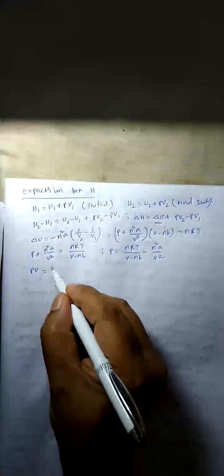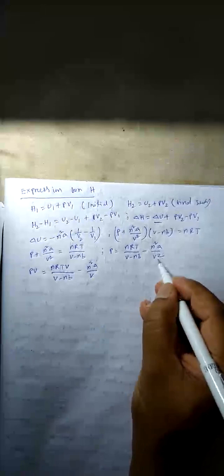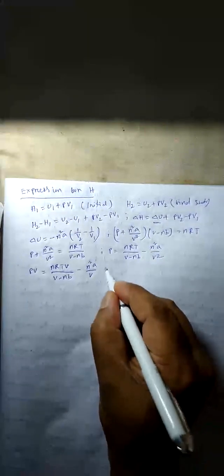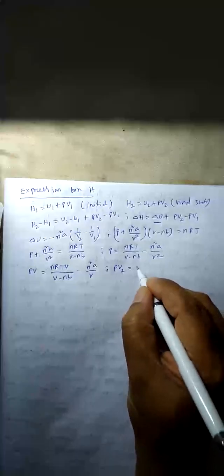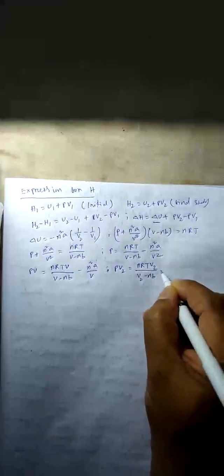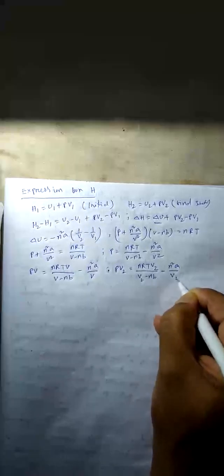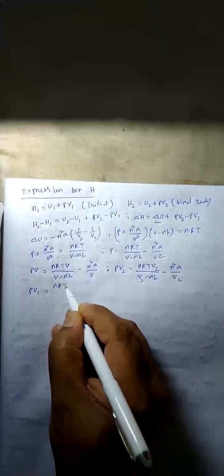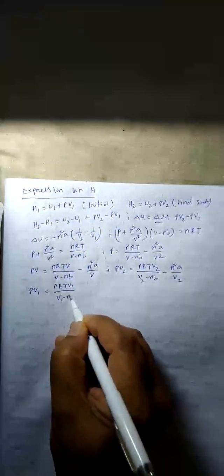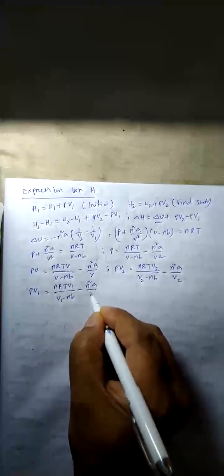Then what is PV? Now you multiply V on both sides, left and right, we get PV equal to nRTV divided by V minus nb, minus n square A by V. One V multiplied with V, one V will cancel. Then we need PV2. PV2 is equal to nRT V2 divided by V2 minus nb, minus n square A by V2. Then PV1 is equal to nRT V1 divided by V1 minus nb, minus n square A by V1.